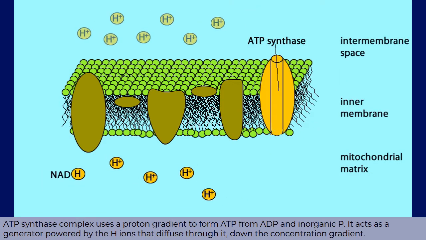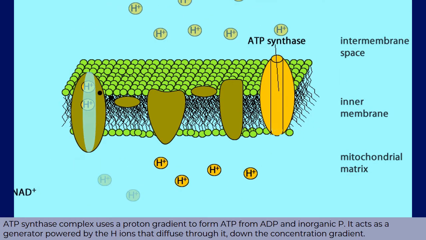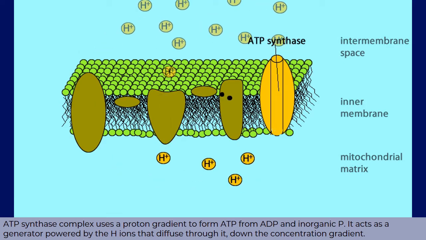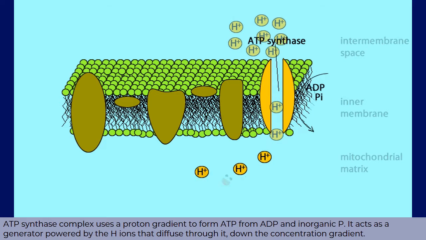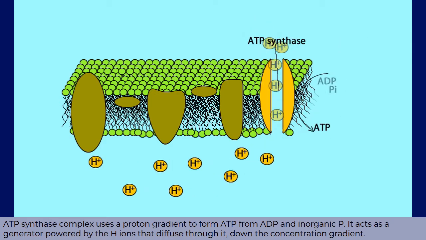The ATP synthase complex uses a proton gradient to form ATP from ADP and inorganic phosphate. It acts as a generator powered by the H+ ions that diffuse through it down the concentration gradient.